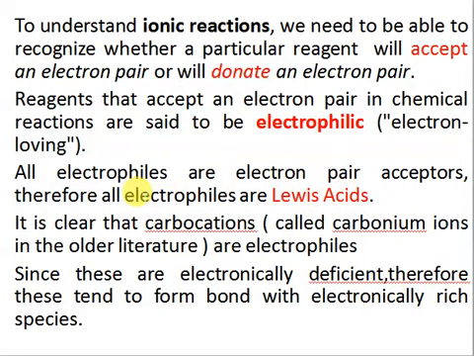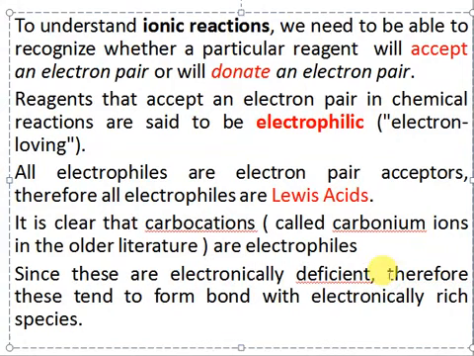From this definition it's very clear that all carbocations, also known as carbonium ions, are electrophiles, because they have a full positive charge and they are highly deficient, and they need 2 electrons. Since they need 2 electrons, they can easily accept 2 electrons. Since they are accepting an electron pair, they are considered electrophiles, also known as Lewis acids. Since they are electronically deficient, they tend to form bonds with electronically rich species. If there is a deficiency, it's natural for the deficient center to seek something electronically rich. That's why electrophiles, being electronically deficient, accept the electron pair and are attracted towards something electronically rich.